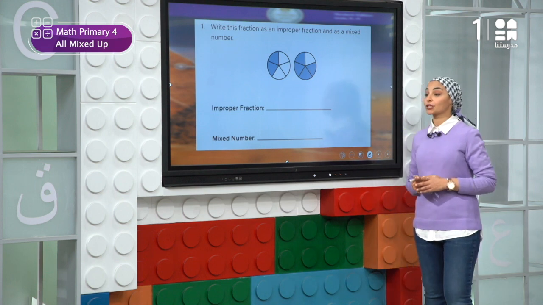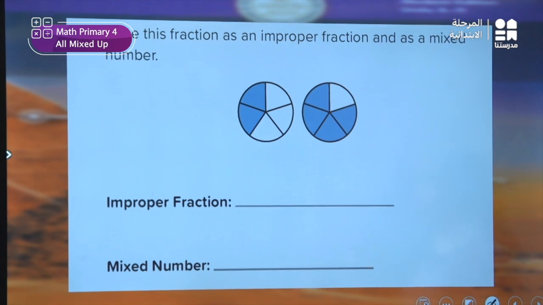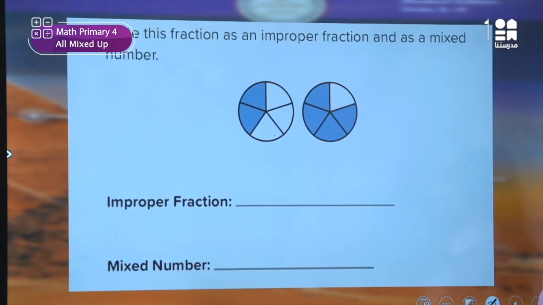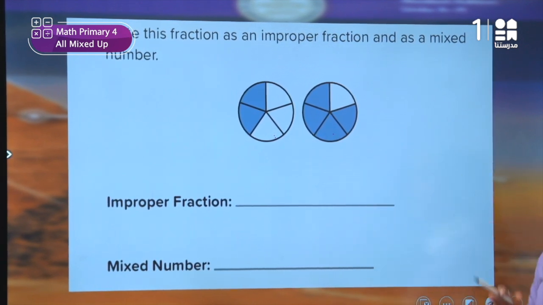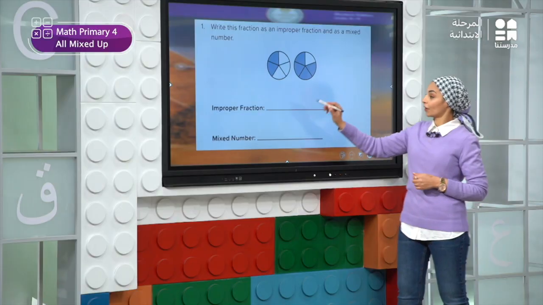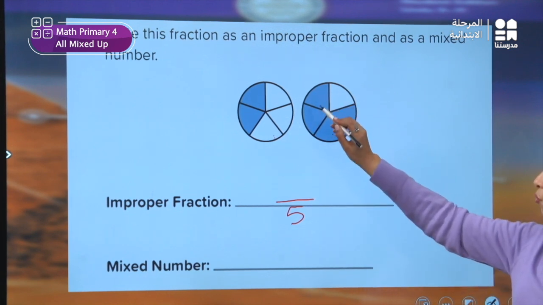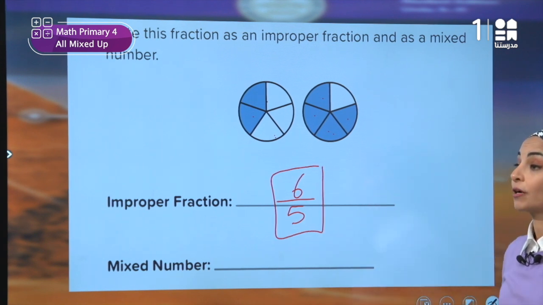We need to write the fraction represented by this model, once as an improper fraction and once as a mixed number. As you can see, we have 2 circles, each one divided into 5 parts, which represent what? The 5 parts here represent the denominator. The numerator will be the number of the shaded or colored parts. So the improper fraction is what? We said 5 parts represent the denominator. And how many colored parts? Let's count 1, 2, 3, 4, 5, 6. So my improper fraction is 6 over 5.